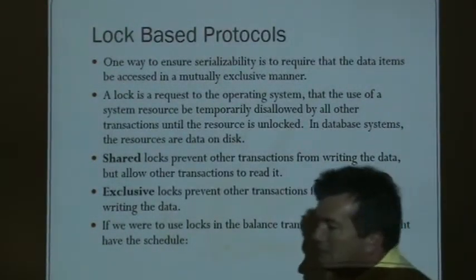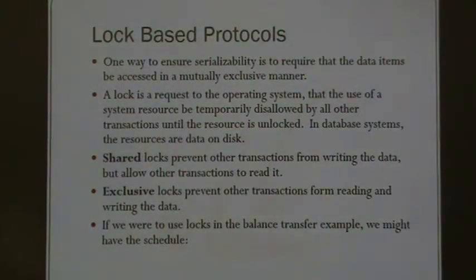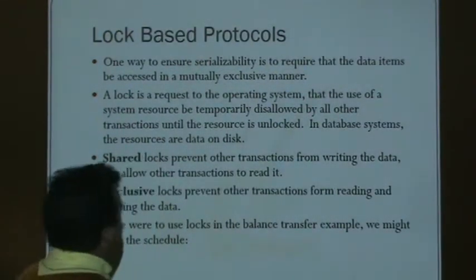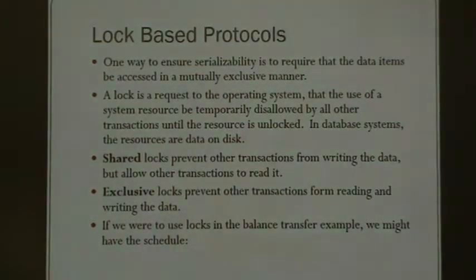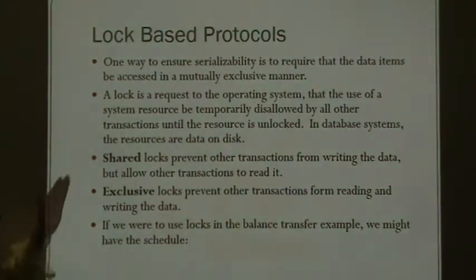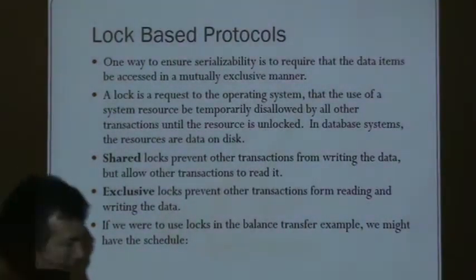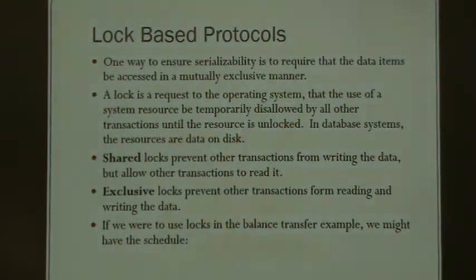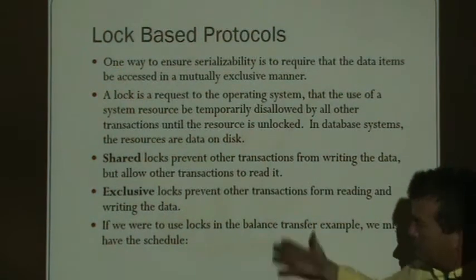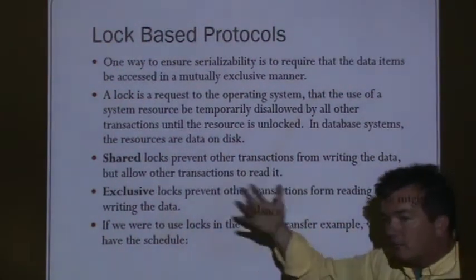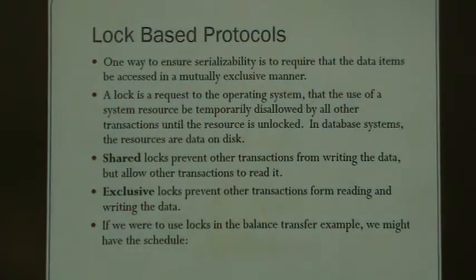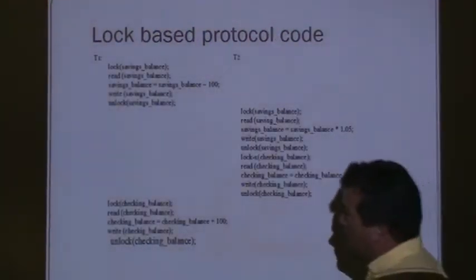Okay, we could use a lock-based protocol, and this topic does come up in the operating systems class too. But the idea is that one way to ensure serializability is to require that the data items be accessed with mutual exclusion. So a lock is requested from the operating system. We can have shared locks or exclusive locks. And the way that locking ends up working, for example, you can lock out the fields of the checking account and the savings account so that no other process can use them. And the idea basically goes like this. This would be our transaction.